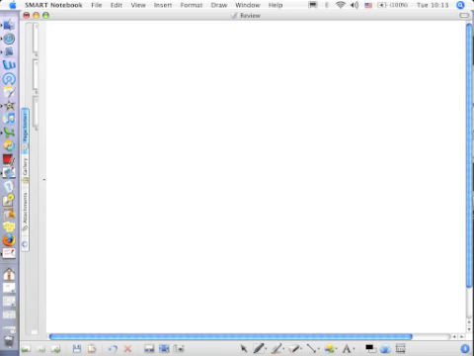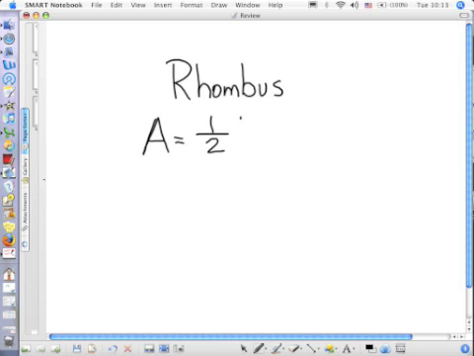We had a rhombus. Now we have a specific area formula, which is 1/2 diagonal 1 times diagonal 2. But if it's easier to find the height of the rhombus, you could also use the parallelogram formula. Yes, because a rhombus is a parallelogram, which would be base times height. And the perimeter of a rhombus is what? 4s.